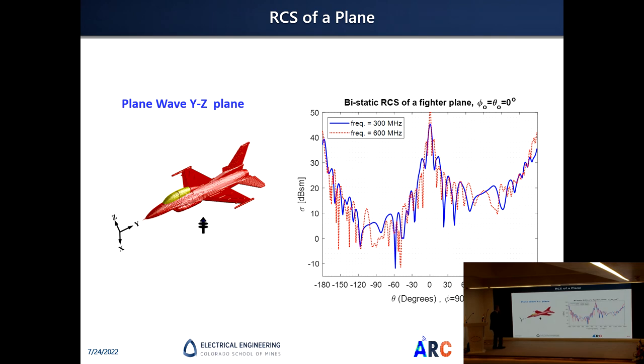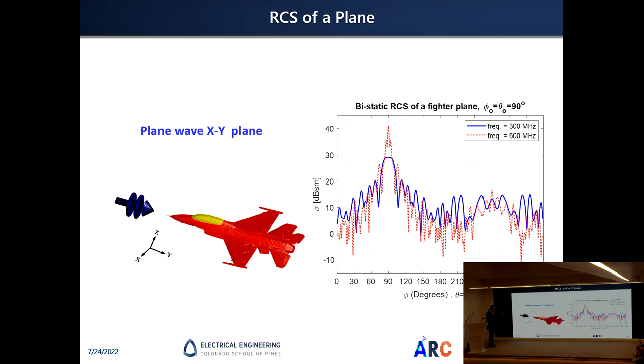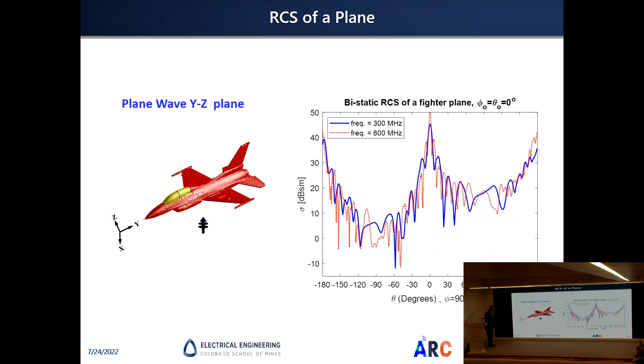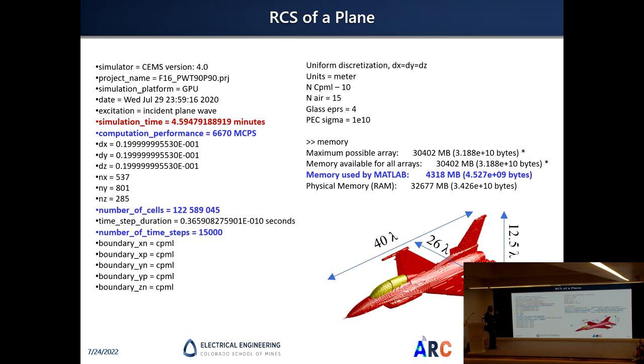We also managed to put an entire fighter plane into the finite difference time domain simulation, and we can also predict the RCS of it due to this plane wave incident and due to another direction of incident plane wave. This simulation and the previous simulation, as I recall, didn't take more than 4 or 5 minutes on a desktop that has 2 graphic cards. I hope I have this information.